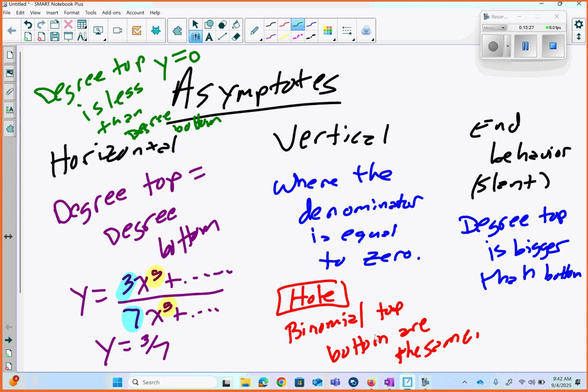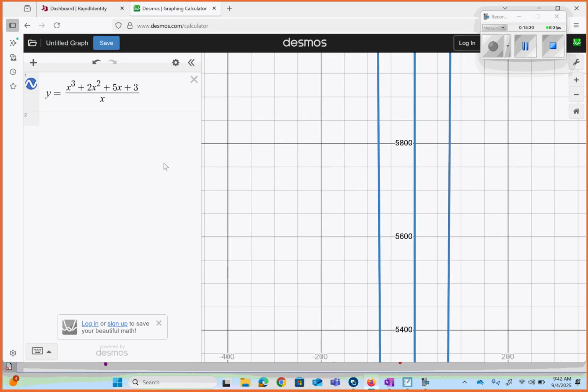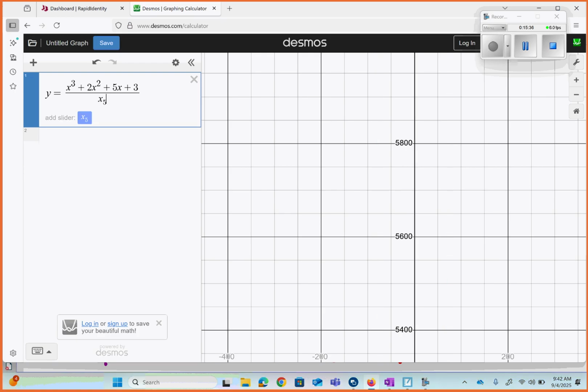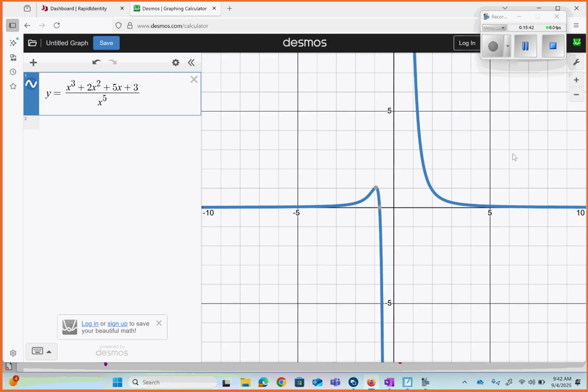So if I made this, oops, let's make that raised to the 5th. Go back home. Okay, and this is a goofy looking graph, but the degree on top is 3 and the degree on bottom is 5. That means that the x-axis, y equals 0, is the horizontal asymptote. So basically what's happening is this goes above the line and then comes back and skirts along this line for a long, long period of time. It gets very, very close to the x-axis, never crosses it.